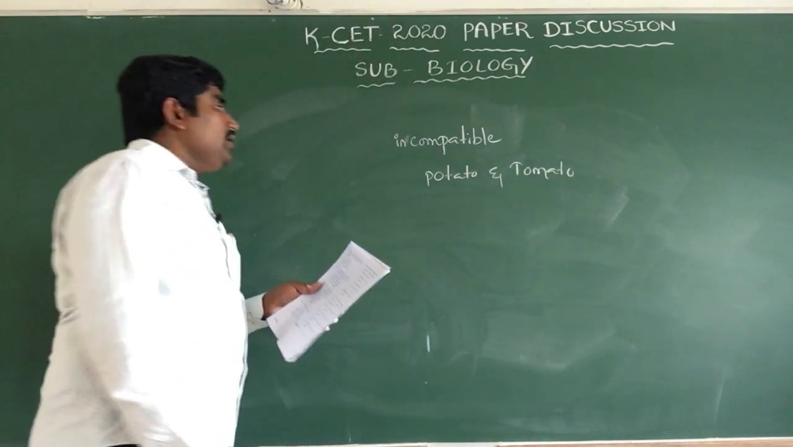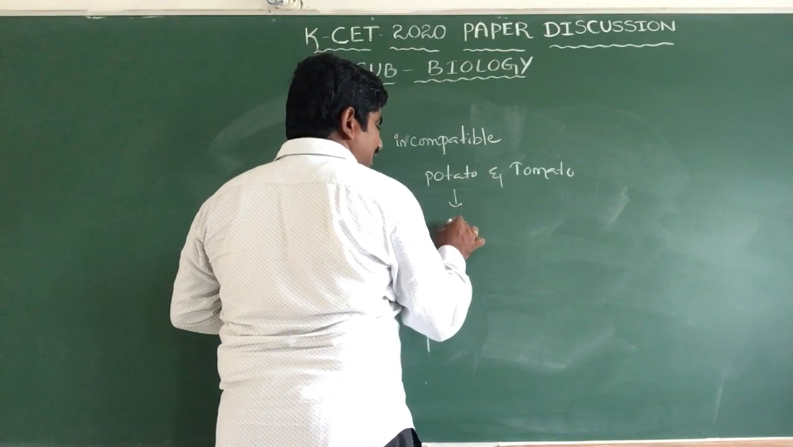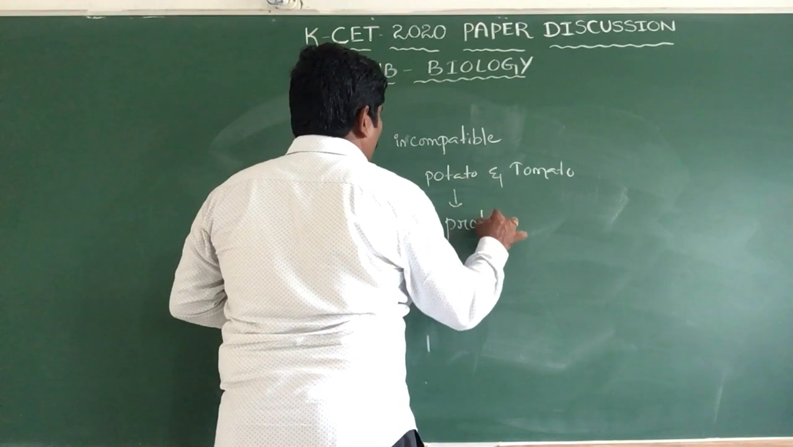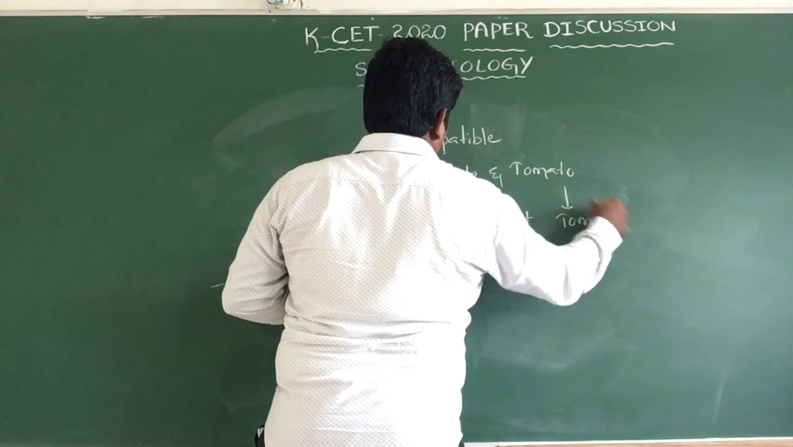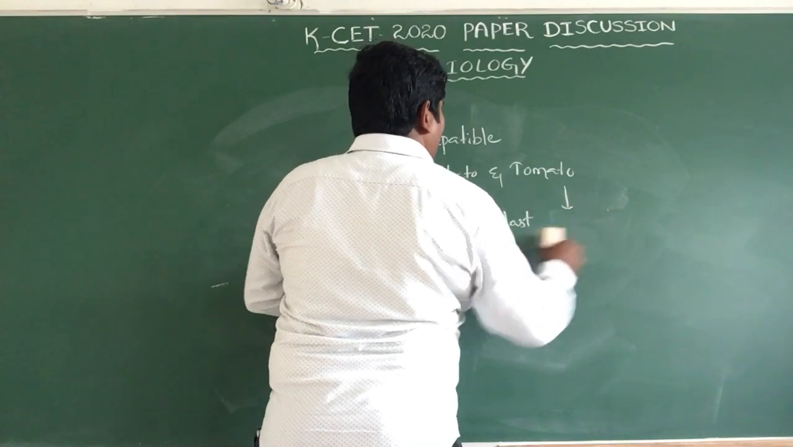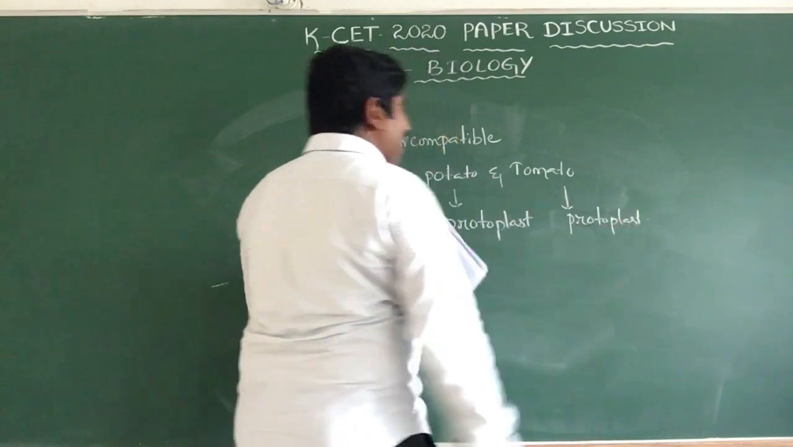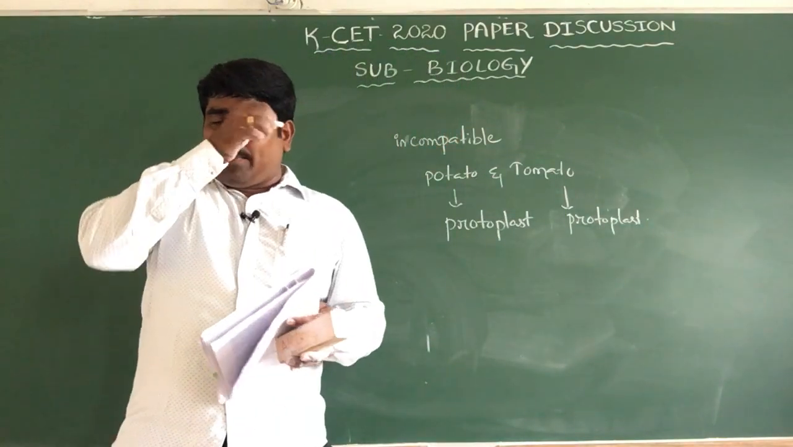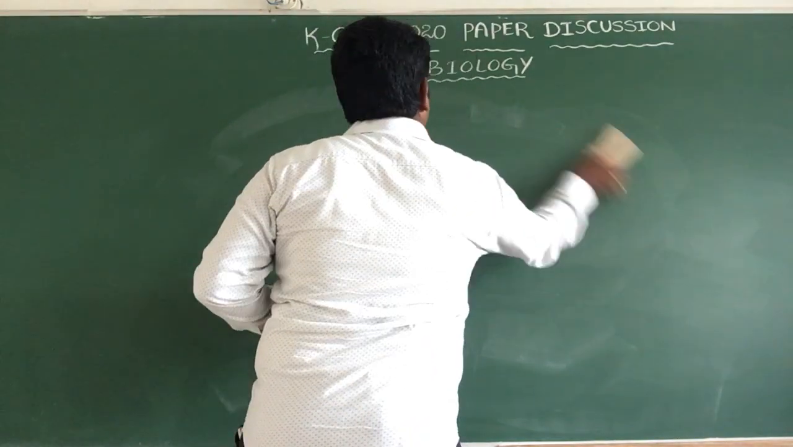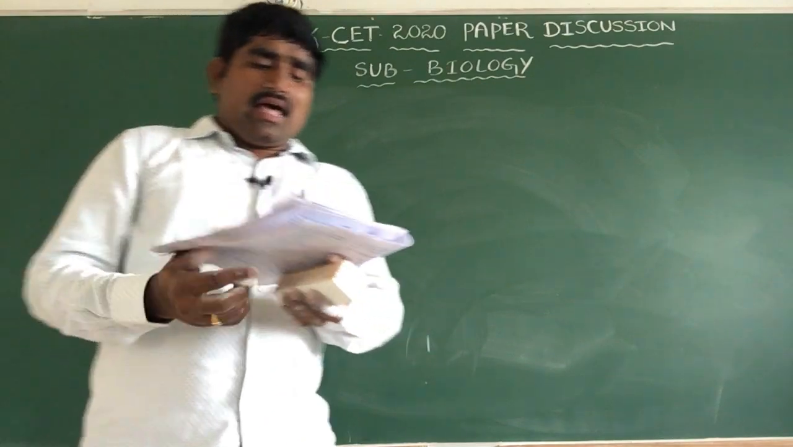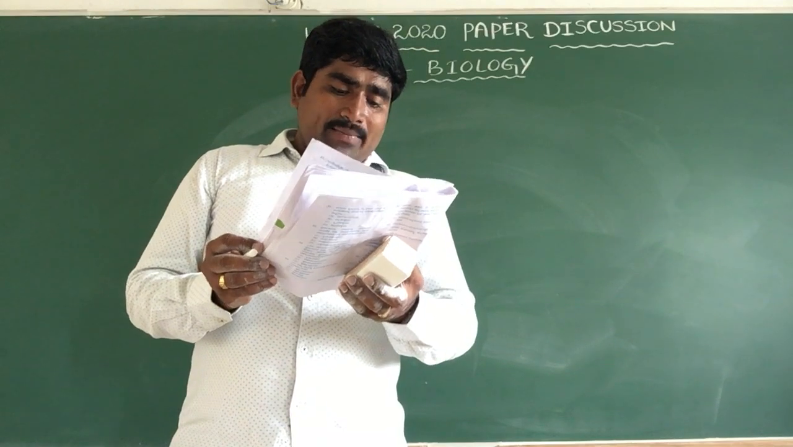Potato and tomato. For example, we can take the protoplast of potato and the protoplast of tomato, and these two protoplasts can be hybridized by using tissue culture. This process is called somatic hybridization. Clear or not? Next, somatic hybridization.